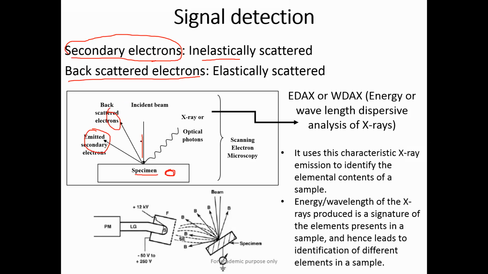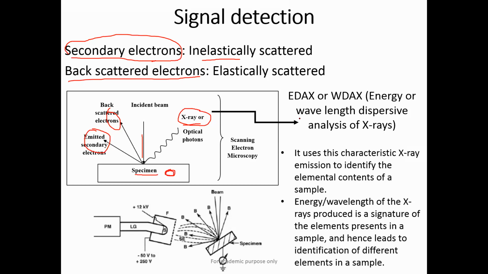In addition to these electrons, there are some X-rays, even optical photons also. These X-rays are used for compositional analysis. These are basically characteristic X-rays. Probably I'll come to the generation of the characteristic X-rays in the coming slide if I have time. There should be a detector to detect these X-rays.